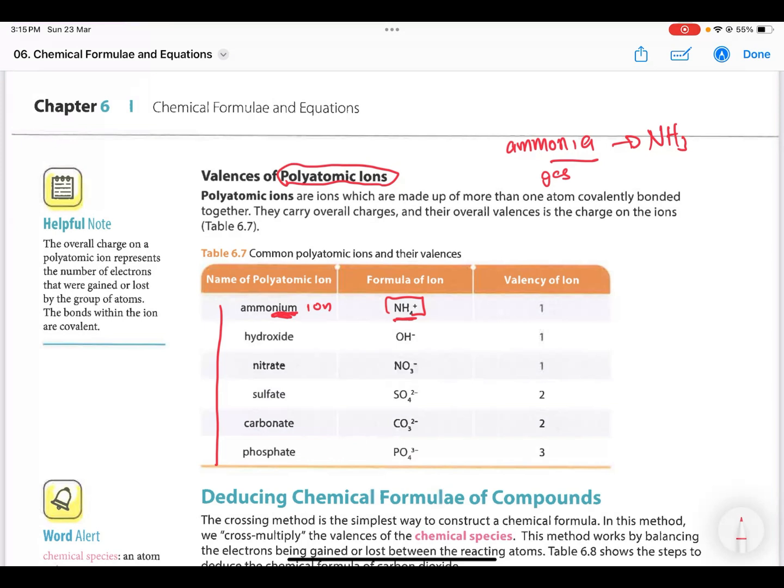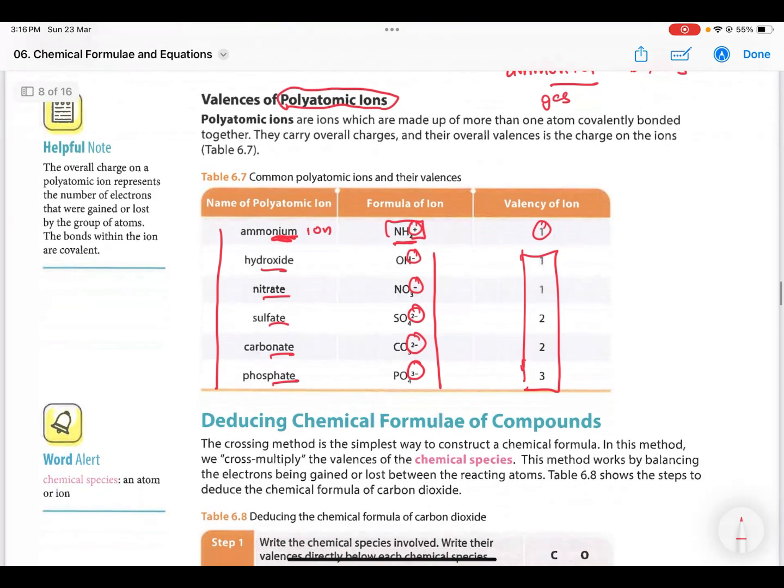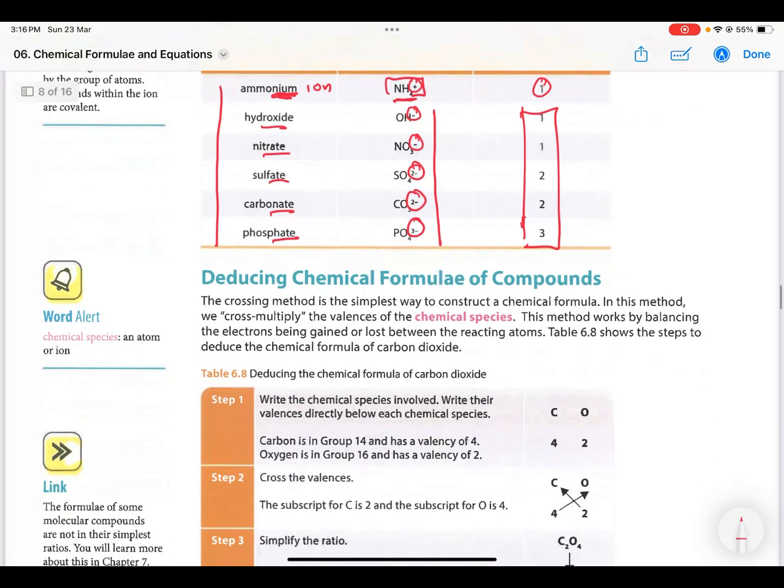More practice will help. Next few to remember: hydroxide, nitrate, sulfate, carbonate, phosphate. What are their formulas and what are their valency? So you realize for all their valency, it follows the charge without the positive or negative sign. Same for ammonium. Plus means 1 plus. That's why it's also valency 1. Okay, now once you're done with valency, then yes, we can finally go into deducing chemical formulas.